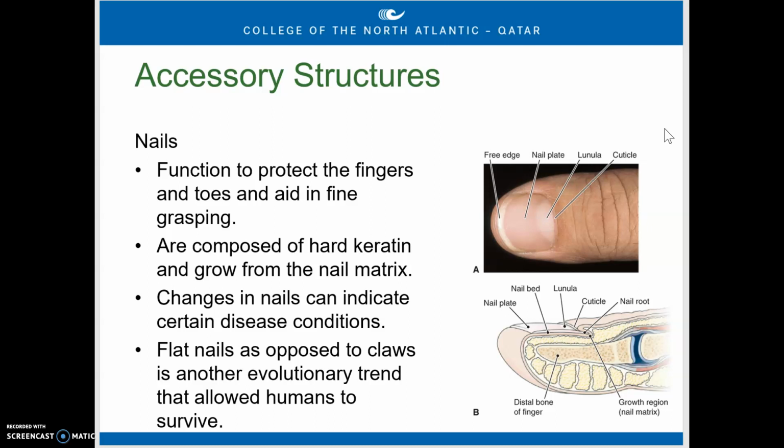One more accessory structure are the nails, and the nails are there to protect the fingers and the toes, and it helps us in fine grasping situations. It also helps us scratch, which is an important response to irritations of the skin. And now again, we're going to see the same protein that we found in the epidermis and the hair. It's going to be this protein called keratin. And the nails are going to have a large amount of keratin associated with it because it makes it quite hard and structurally sound. We can actually diagnose some conditions, some diseases, based on the shape or the health of the nails. You can see it.